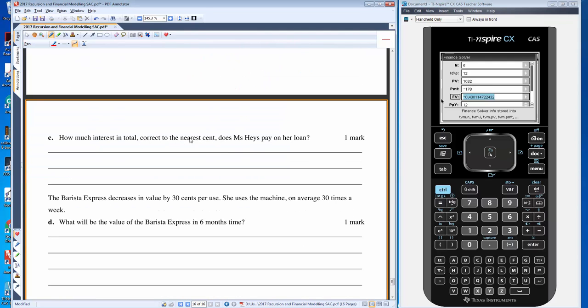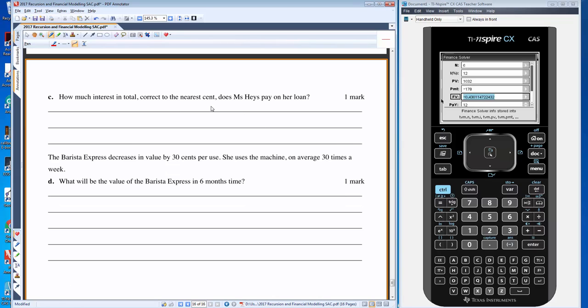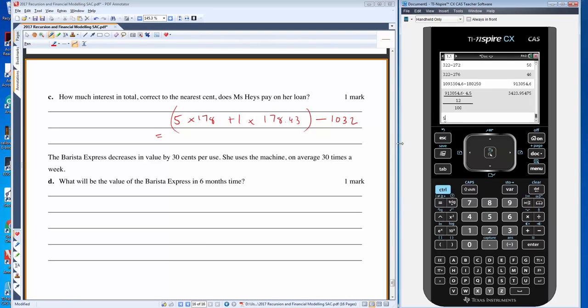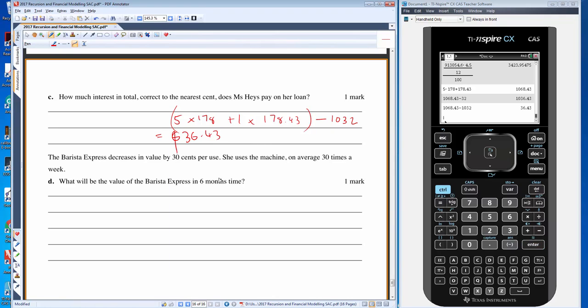Alright, let's go to C. How much interest in total, correct to the nearest cent, does Ms. Hayes pay on her loan? So what she's going to have is 5 payments of $178 plus 1 payment of $178.43. They're her payments. We're going to subtract what she borrowed, and what's left will be her interest. So we've got 5 lots of 178, her payments, plus 178.43, take away 1032, and we've got the amount of interest there, which is $36.43. Not many students got that one right either.